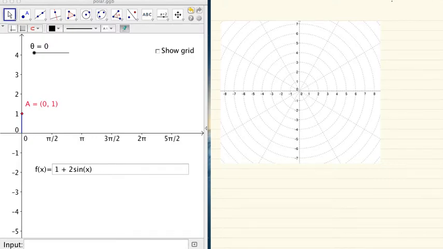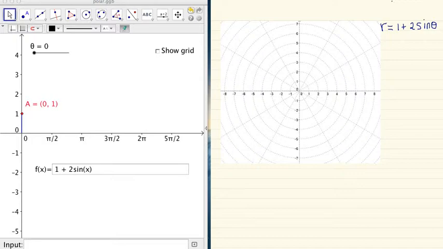In this video, we are going to learn how to graph polar curves. My example is going to be the curve r equals 1 plus 2 sine theta. That means I want to graph all points whose polar coordinates satisfy this equation.